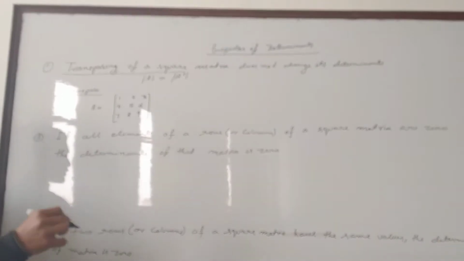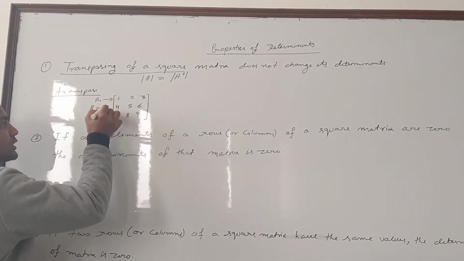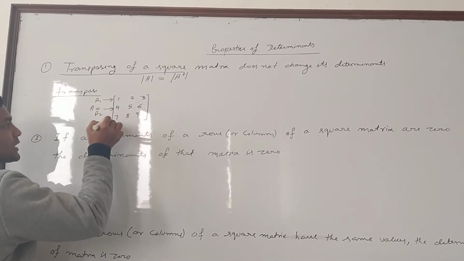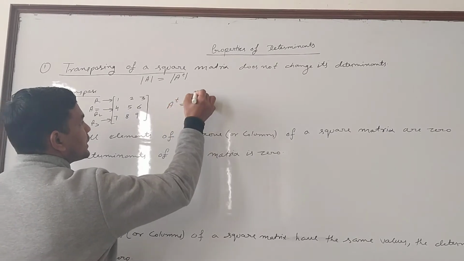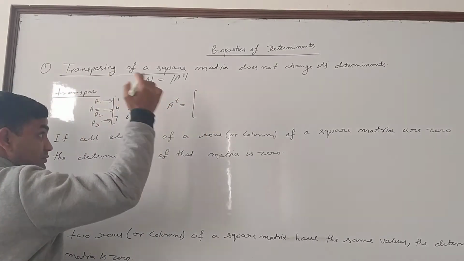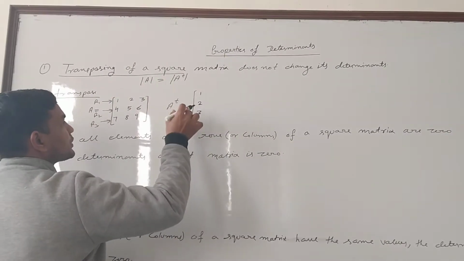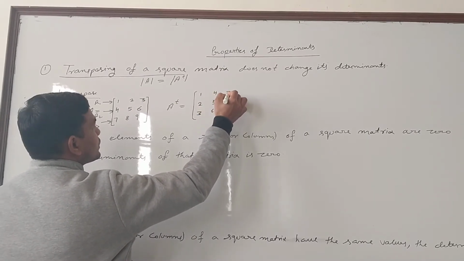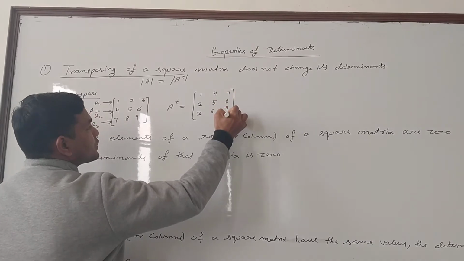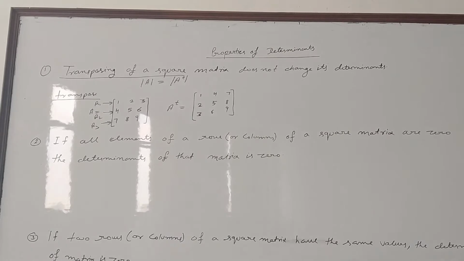Then when we change rows into columns and columns into rows, this is the first row R1, this is R2 the second row, this is R3 the third row. The transpose of this is represented by A transpose, which is equal to first row changed into first column, meaning 1, 2, 3, second row changed into second column, and third row changed into third column. This type of operation is known as the transpose of a matrix.